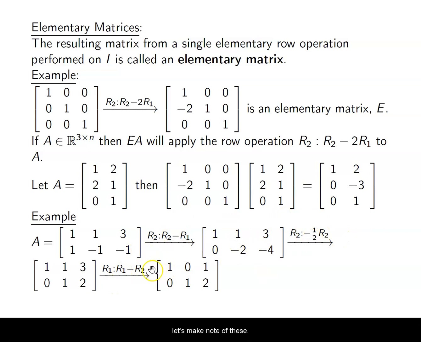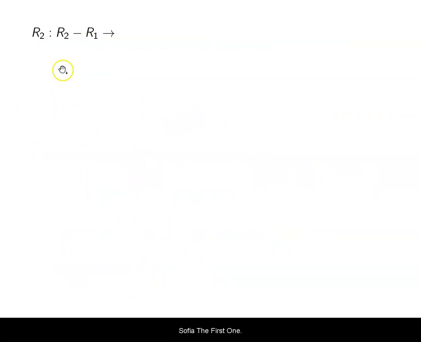So let's make note of these, and then let's write their corresponding matrices. It's actually very easy to write these matrices. So for the first one, R2 minus R1, that should be 1, 0, 0, negative 1, 1, 0, 0, 0, 1, where it's only 2, so that's what it'll look like.